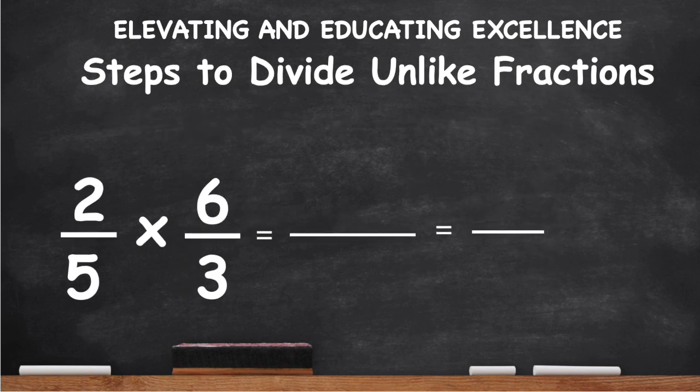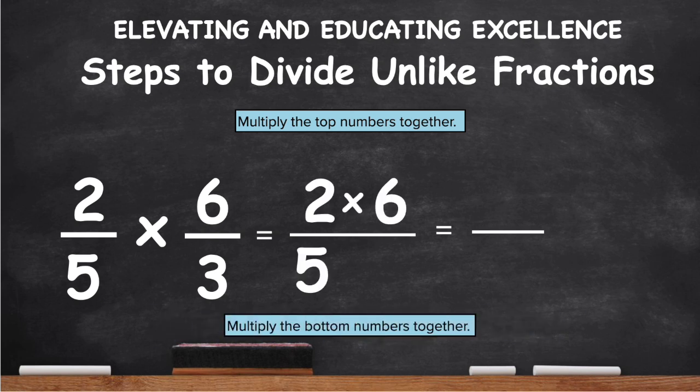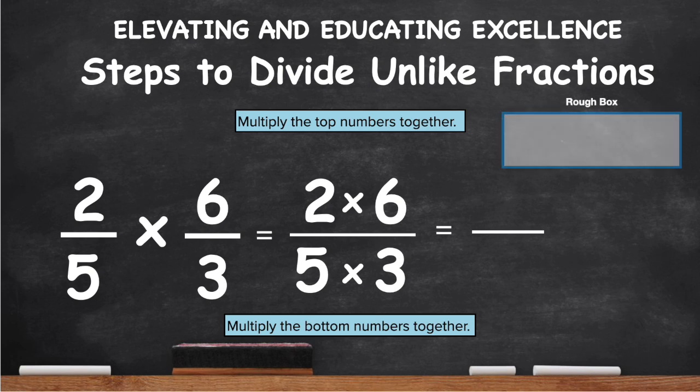So what we're going to do is multiply the top numbers together. So you're going to do 2 times 6. And then you're going to multiply the bottom numbers together. We're going to do 5 times 3. So we're going to draw a rough box, and in that rough box, we're going to write 2 times 6. 2 times 6 equals 12. So we're going to write that in the answer section of the fraction.